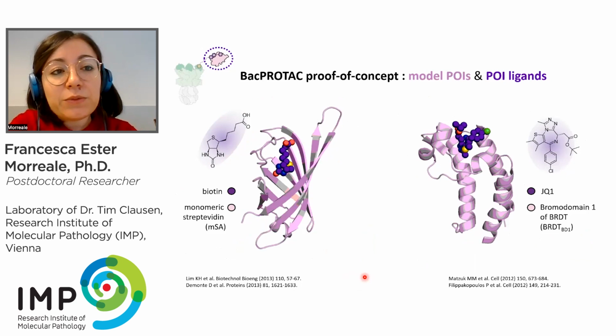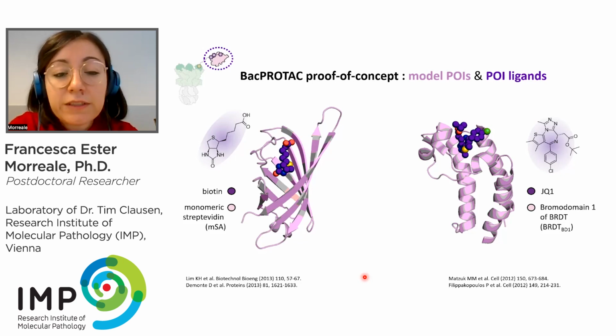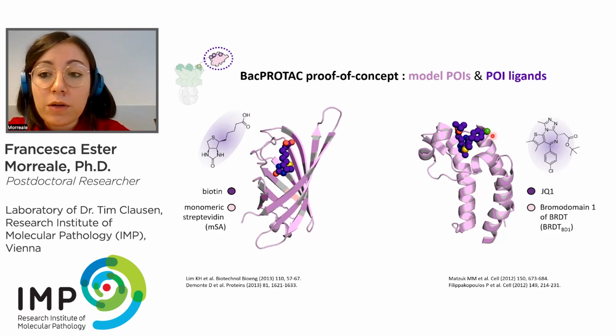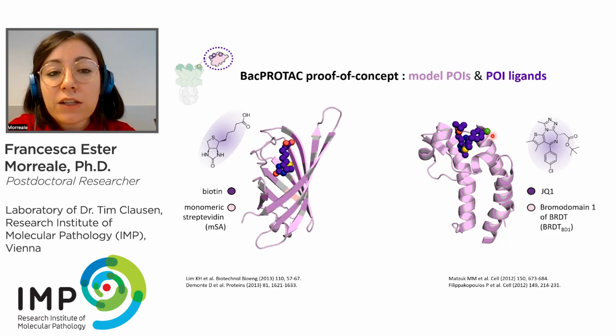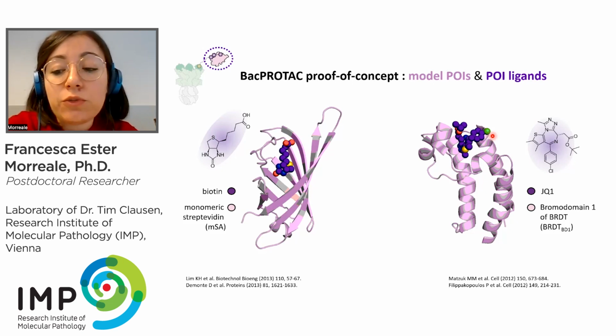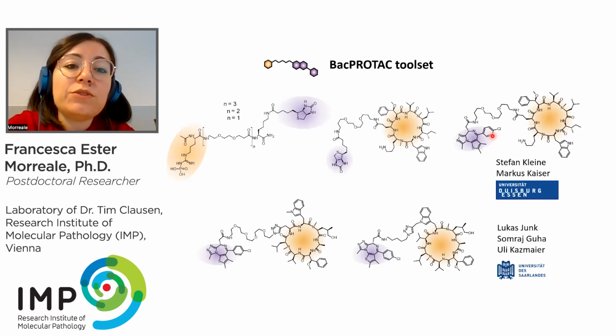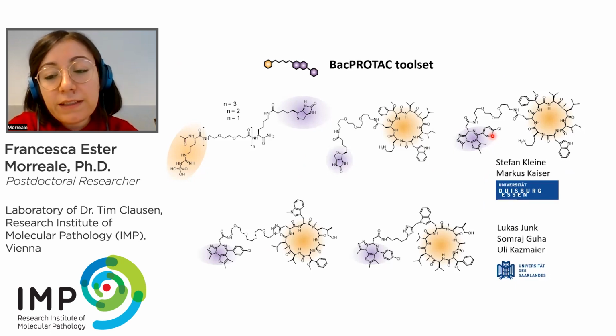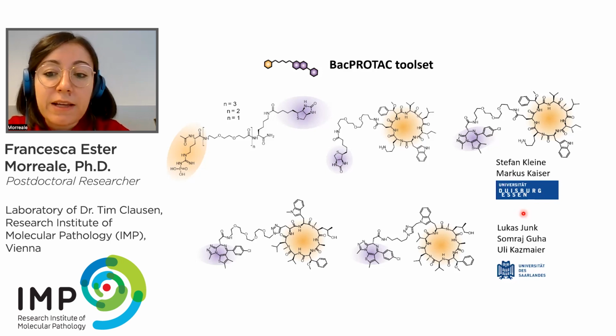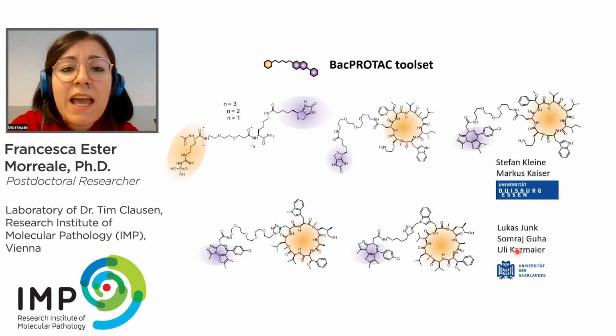Regarding the protein of interest, we decided to start with a simple system because we didn't know if this approach would work at all. So we selected as model proteins first just monomeric streptavidin binding biotin and a bromodomain binding the compound JQ1, because we have crystal structures of these complexes and we already know where to functionalize these ligands to attach the linker and incorporate them into bifunctional degraders. So here is the toolset of our BacPROTACs that we synthesized in collaboration with the groups of Markus Kaiser and Uli Kazmaier, and that I will now show in a bit more detail.